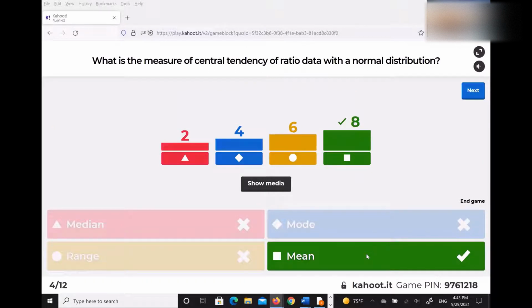All right, so the answer is the mean. Okay. So the measure of central tendency of ratio data with a normal distribution is the mean. Okay. In this case, what values are equal to each other, everyone, when the data set is normal? Do you remember the 3 measures that are equal to each other? 3 values that are equal to each other in a normal distribution. What are they? For a normal distribution.